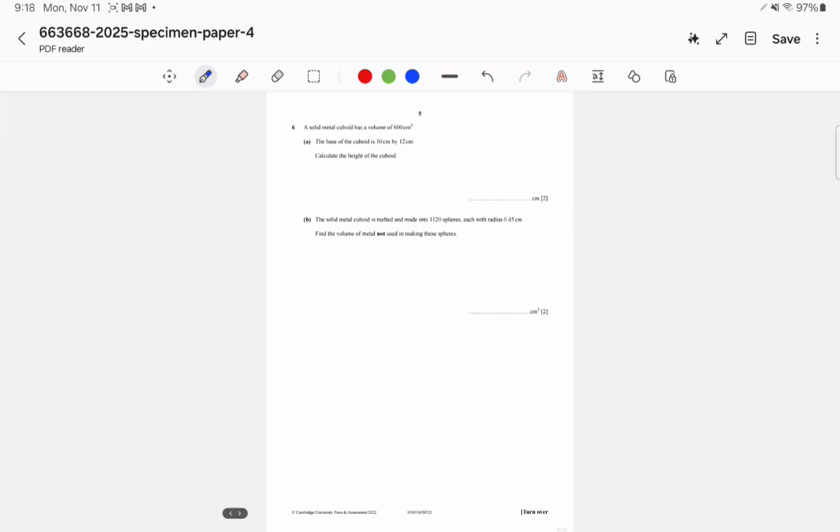Okay, next question. A solid metal cuboid has a volume of 600 cm³. The base of the cuboid is 10 by 12. Calculate the height of the cuboid.